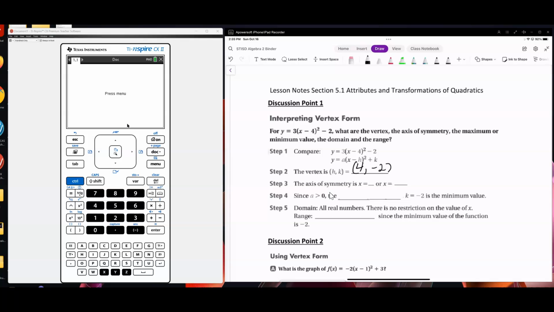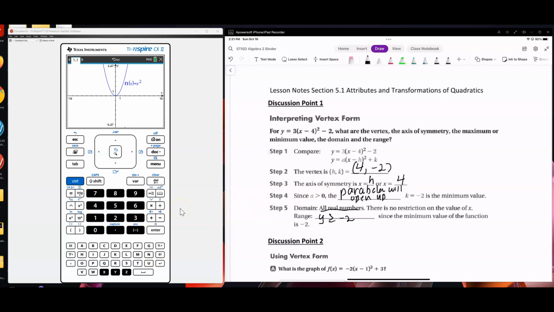The axis of symmetry is going to be x equals h, or we say x equals 4. Since a is greater than 0, the parabola will open up. And we know that k is equal to -2, so it's the minimum value. Domain, all the real numbers. There's no restriction on the value of x, so the domain is all real numbers. And the range will be y greater than or equal to -2, since the minimum value is -2.